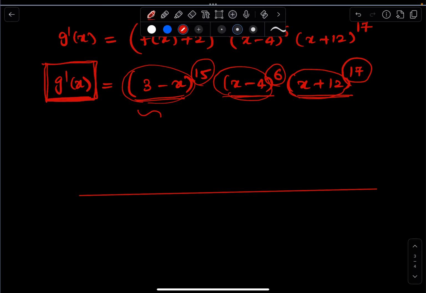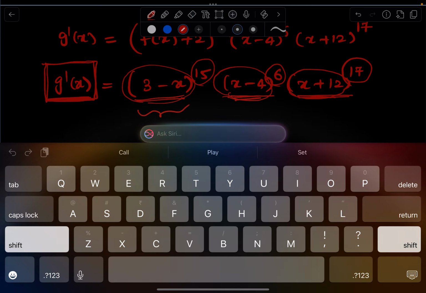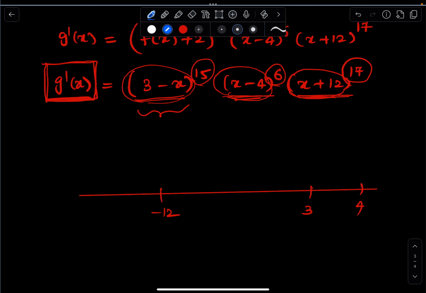Alright, here x minus 3, the root of this will be 3. X minus 4, the root of this is 4. And x plus 12, the root of this is minus 12. Mark them on the number line. Now what you have to do, you have to start from the leftmost side.